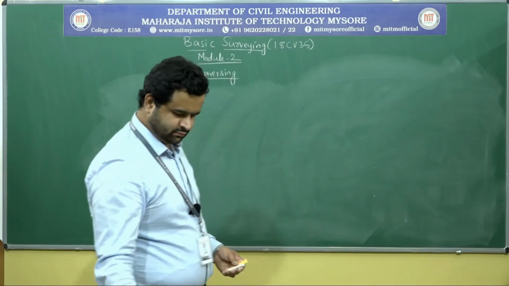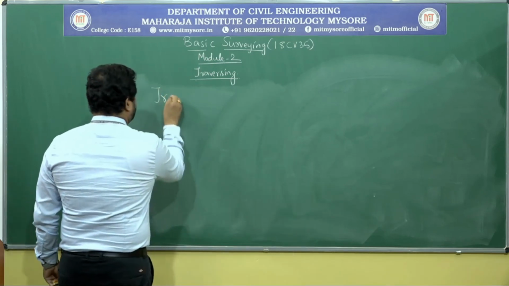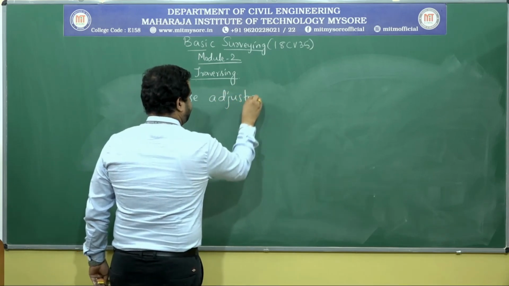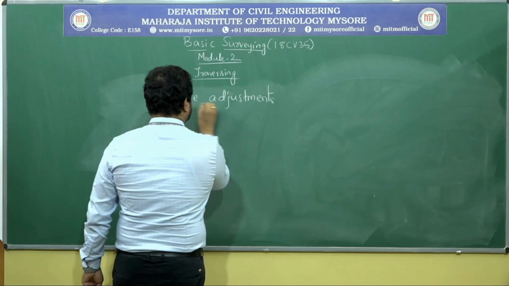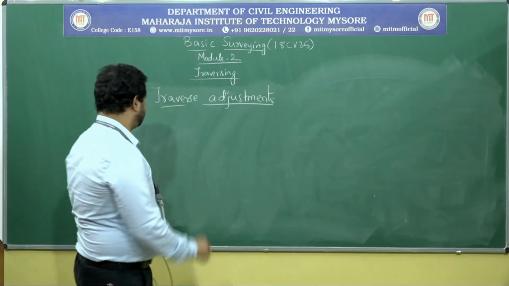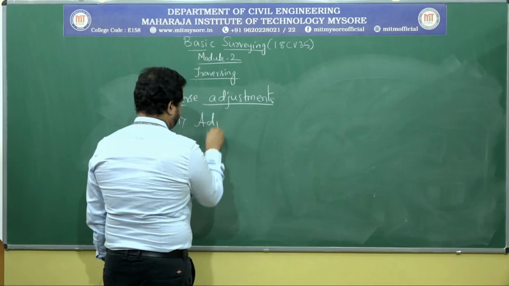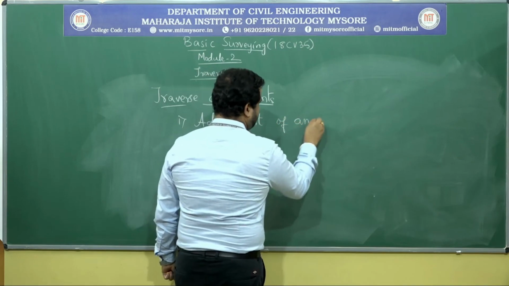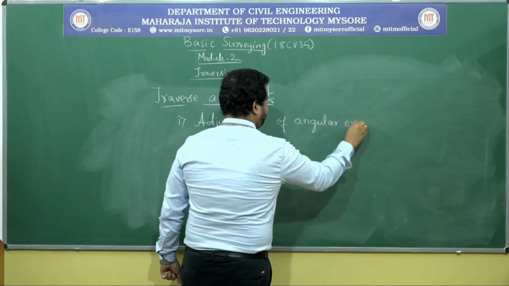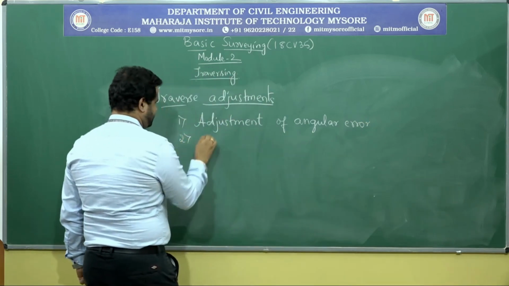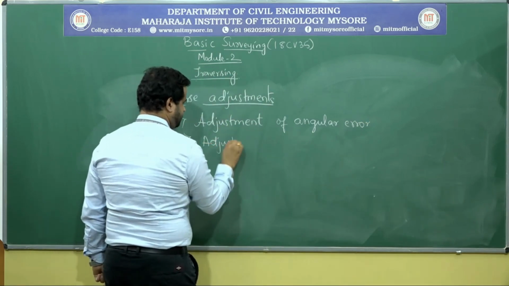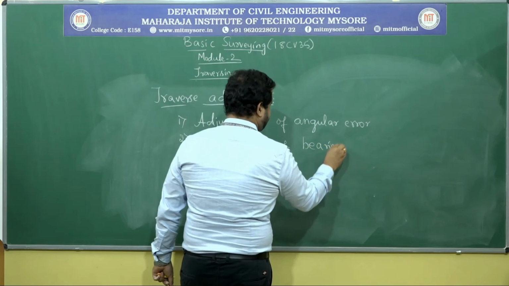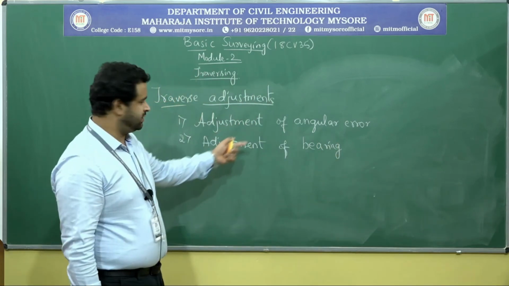Traverse adjustments. How should we adjust the traverse? So traverse adjustment can be done in two ways, that is, adjustment of angular error and the second one is adjustment of bearing. Adjustment of angular error and adjustment of bearing.